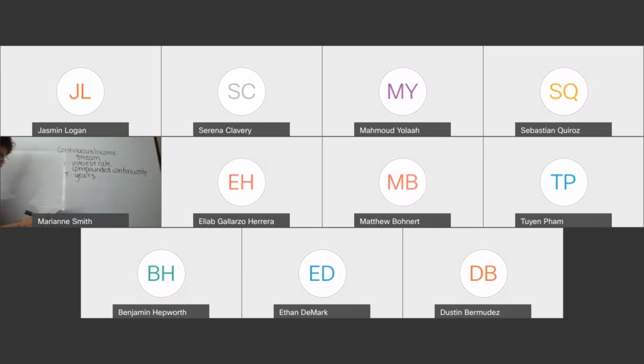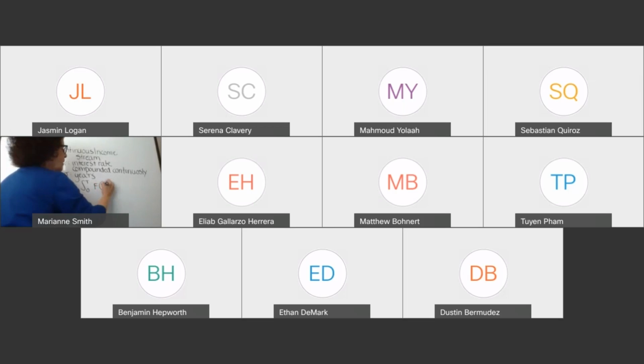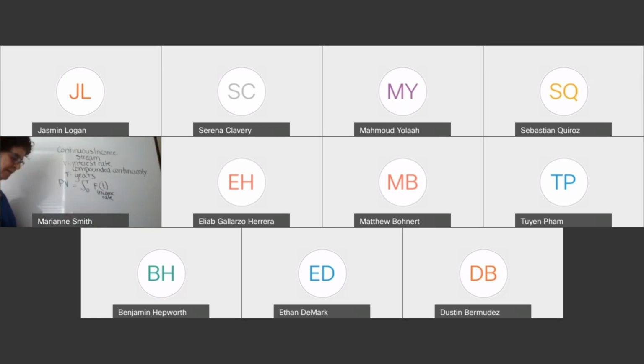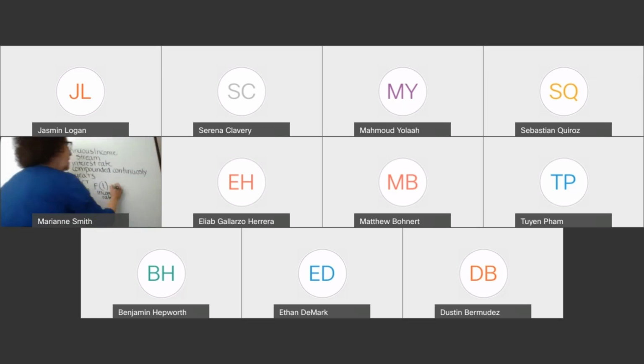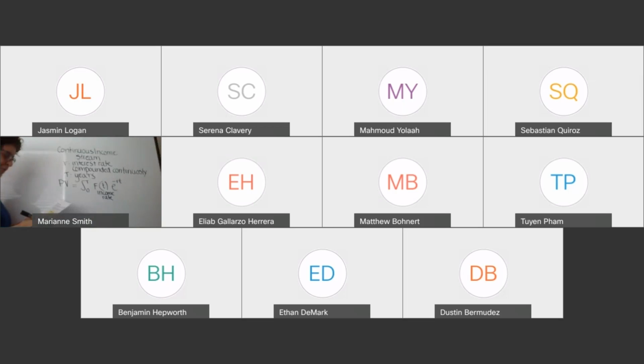So your present value. Remember, this is an income stream going into the future, and you want to find what it is worth today. You integrate from 0 to T. F of T is your rate, your income rate. Remember, to get a total, you take a rate function and you integrate it. And then here's the e to the minus RT. Kind of reverse the idea.